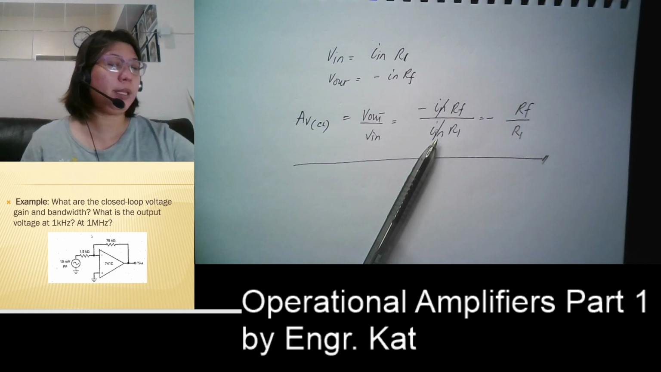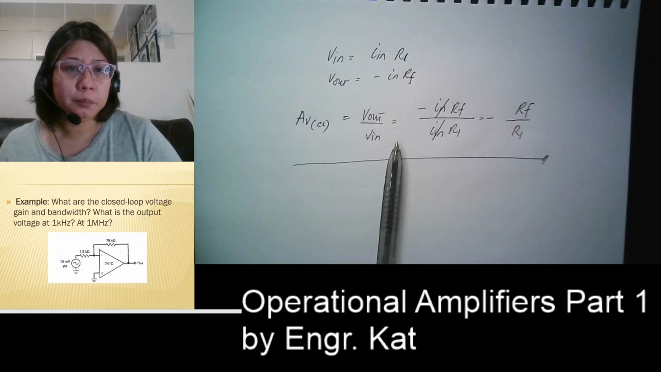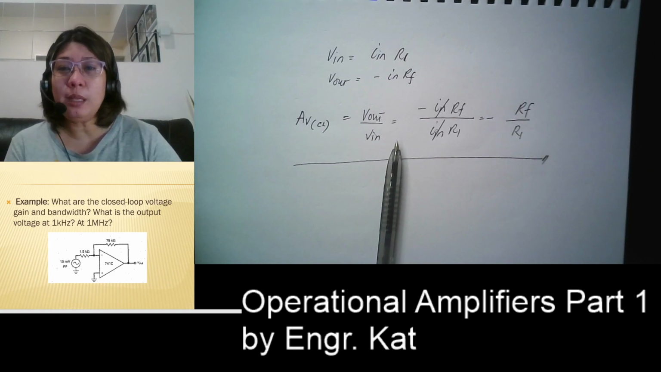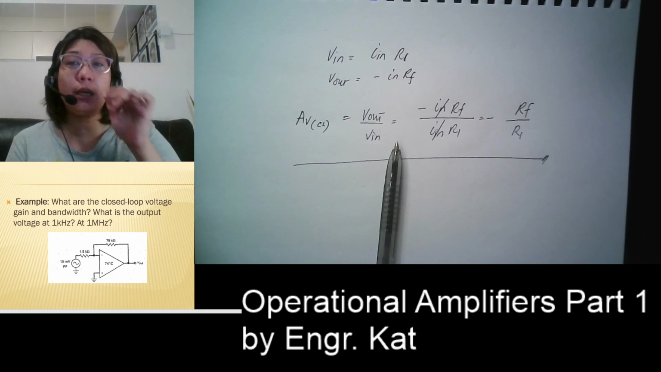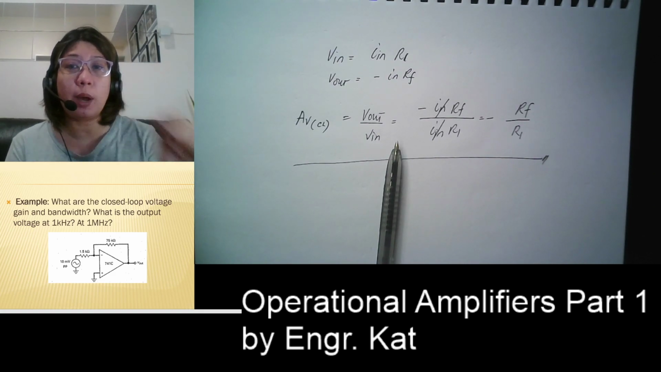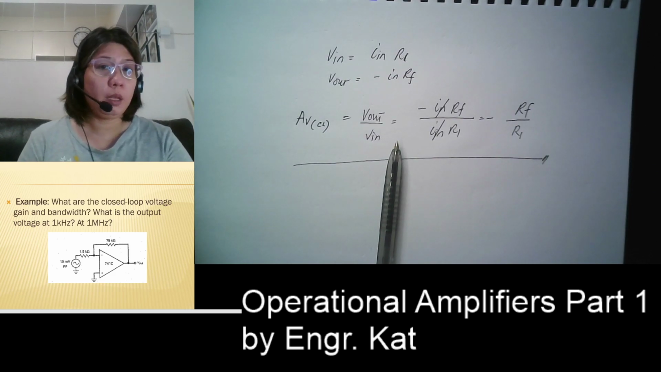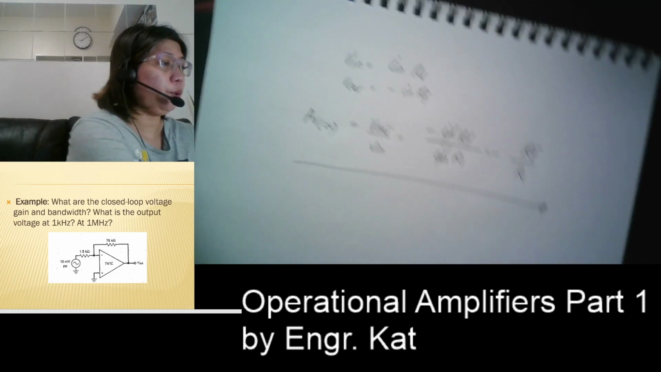Okay, so we have here an example. It says here, what are the closed loop voltage gain and bandwidth? And what is the output voltage at 1 kilohertz? And what is the output voltage at 1 megahertz? Okay, so we have this solution for that.